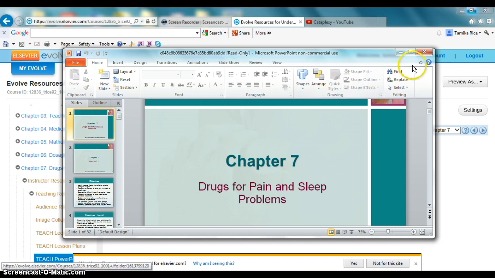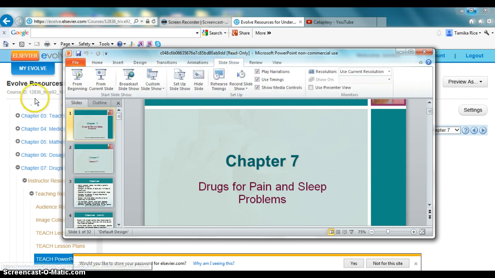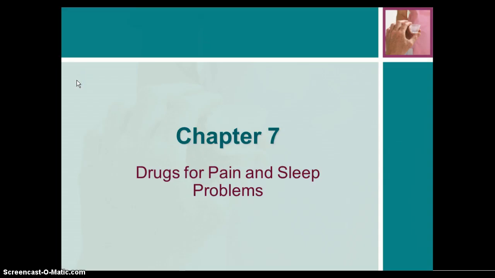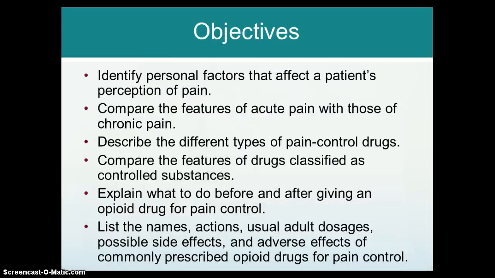I already have the PowerPoint up here. I will pretty much start a slideshow, start it from the beginning. And here we go. Chapter 7, Pain and Sleep. Drugs for pain and sleep. Not going to read the objectives.